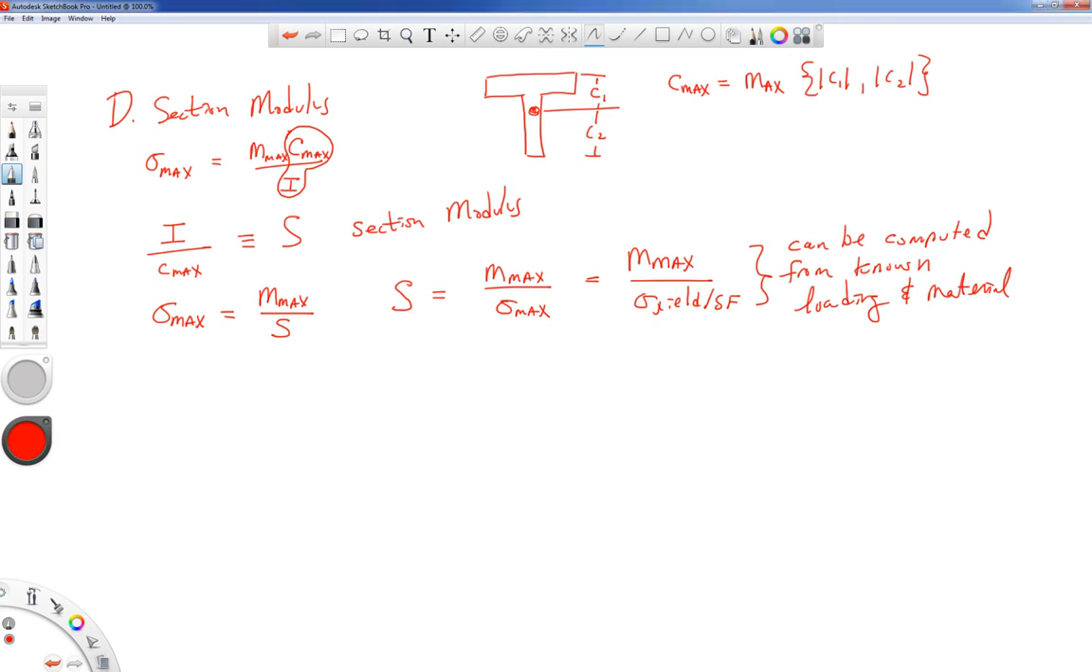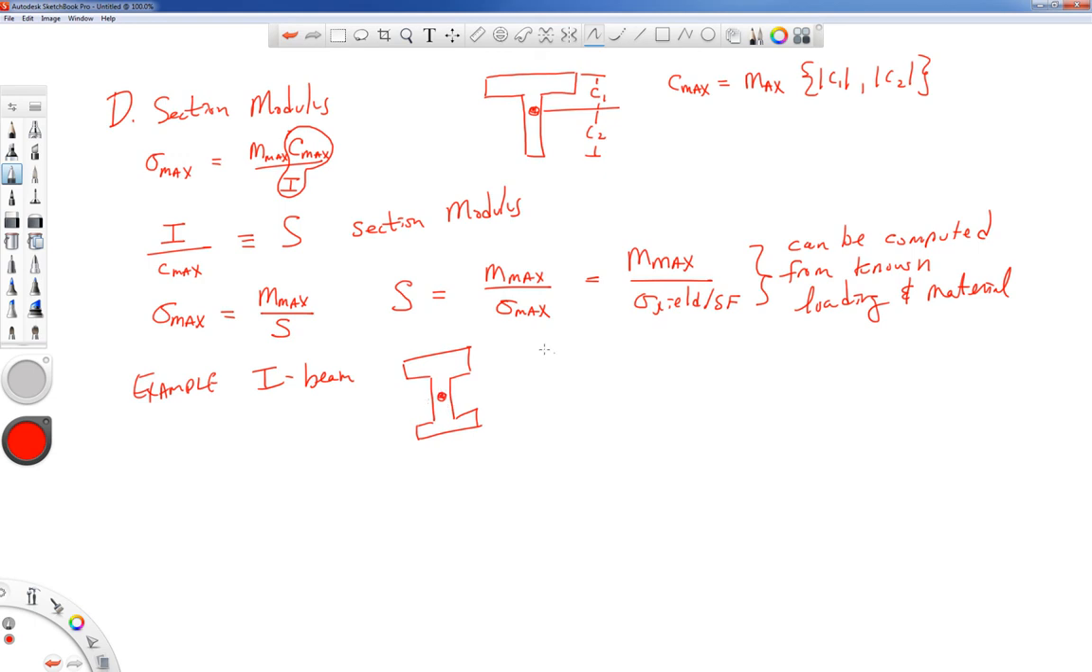All right, so for an example, let's just say that we wanted to use an I-beam. Okay, and we know what the cross section of an I-beam looks like. It's basically something like that.